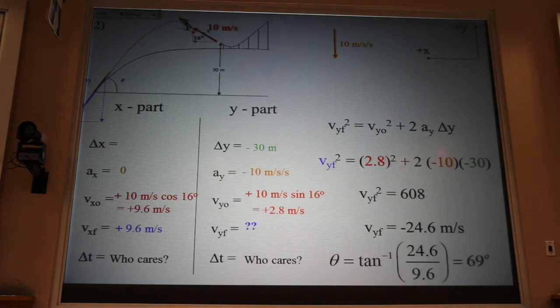Okay, it turns out that when we plug into that inverse tangent function, we get about 69 degrees. Okay. Now, we've got 2 minutes. Watch how quick this is.